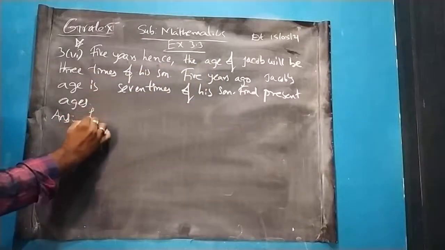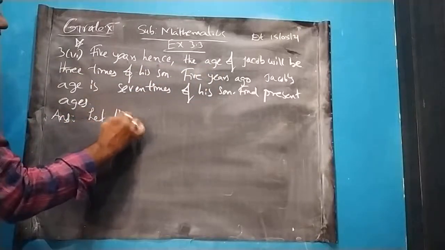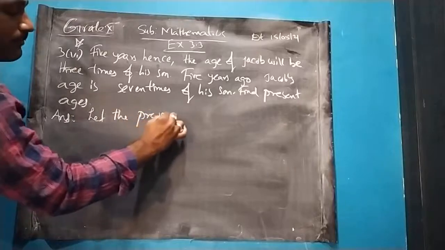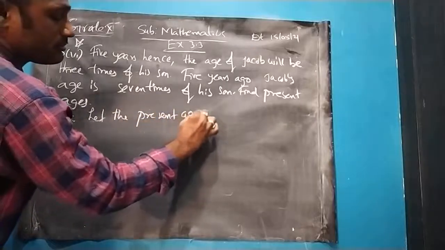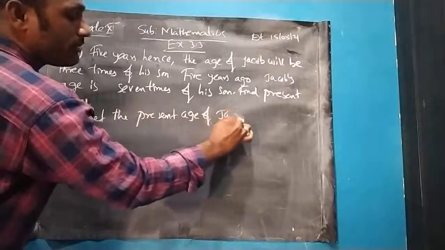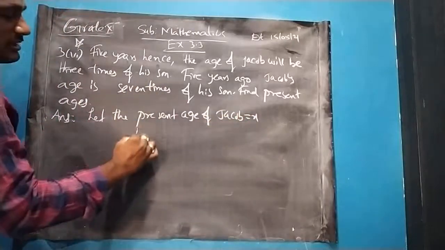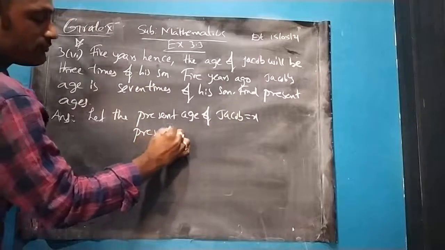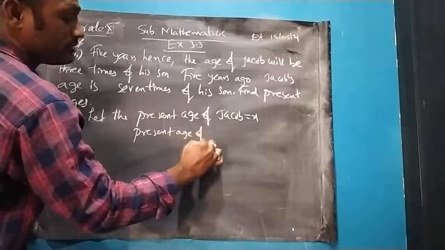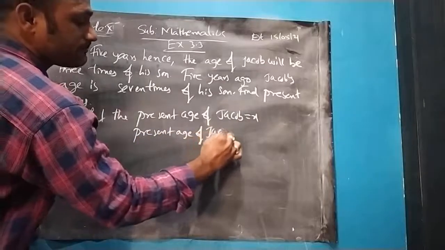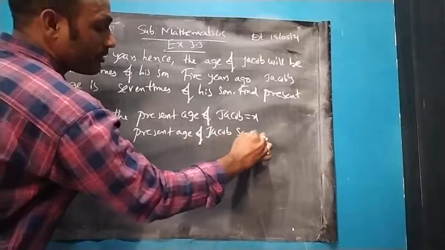son. So let us assume first. Let the present age of Jacob be X. Next, the present age of Jacob's son be Y.